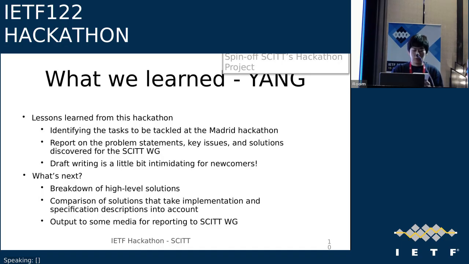We have obtained the report contents on the results of the SCITT working group. The SCITT working group scope is wide-ranging and flexible, so it is not easy to make a new draft. So next, we break down the solutions we have identified, and it is also essential to compare technology for implementation and specification writing. Finally, a draft and media will be created to report.